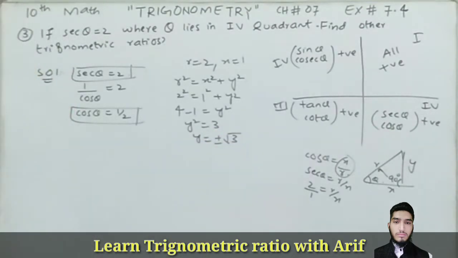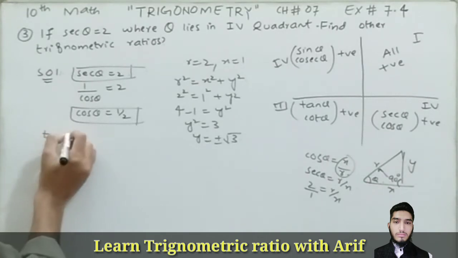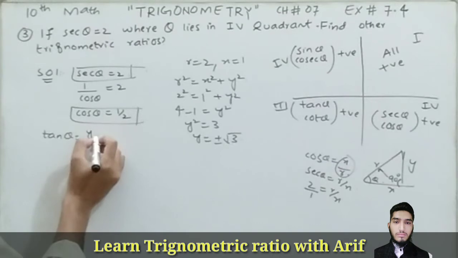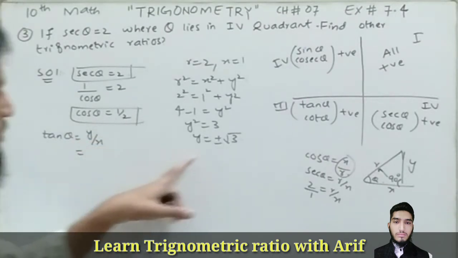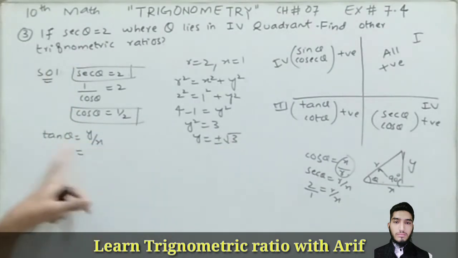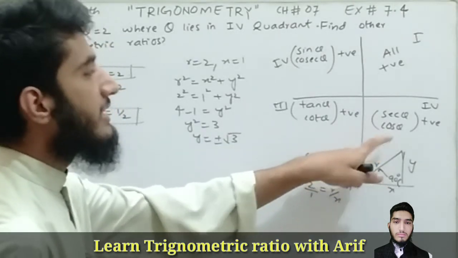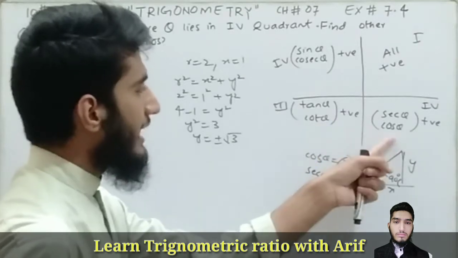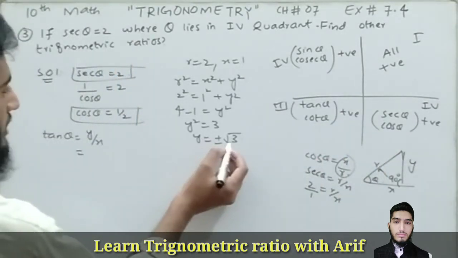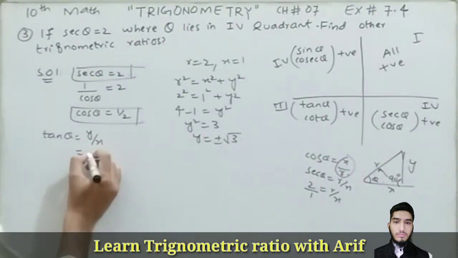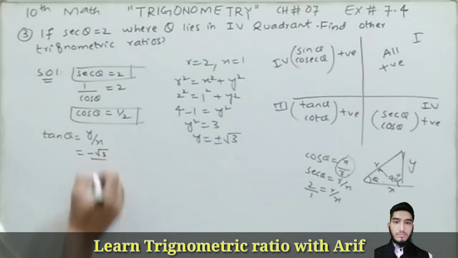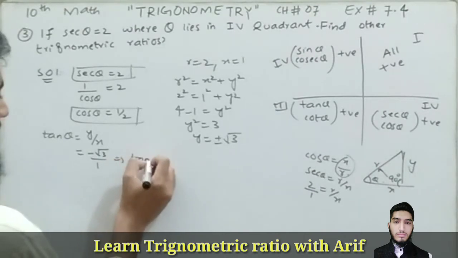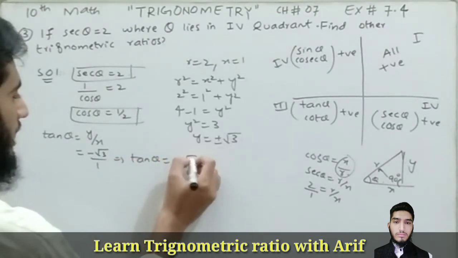Now finding the value of tangent theta. You know that tangent theta is equal to perpendicular divided by base. For perpendicular we have y, and for base we have x. Now y is equal to under root of 3, but theta lies in the fourth quadrant. It means that tangent theta is negative. Tangent is positive in the first and the third quadrants, and negative in the fourth quadrant. So we will take the value of y as negative over here. So negative under root of 3 divided by x. Our x is 1. So from here we conclude that tangent theta is equal to negative root 3.